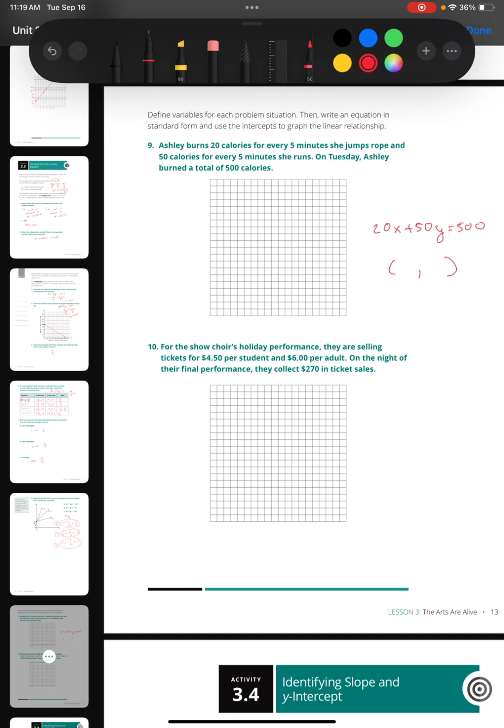you should have had a y-intercept of 10, so 0, 10, and then an x-intercept of 25, 0. So just making some points out here. 25, I didn't count exactly. 10 up here and getting a line going down like that.